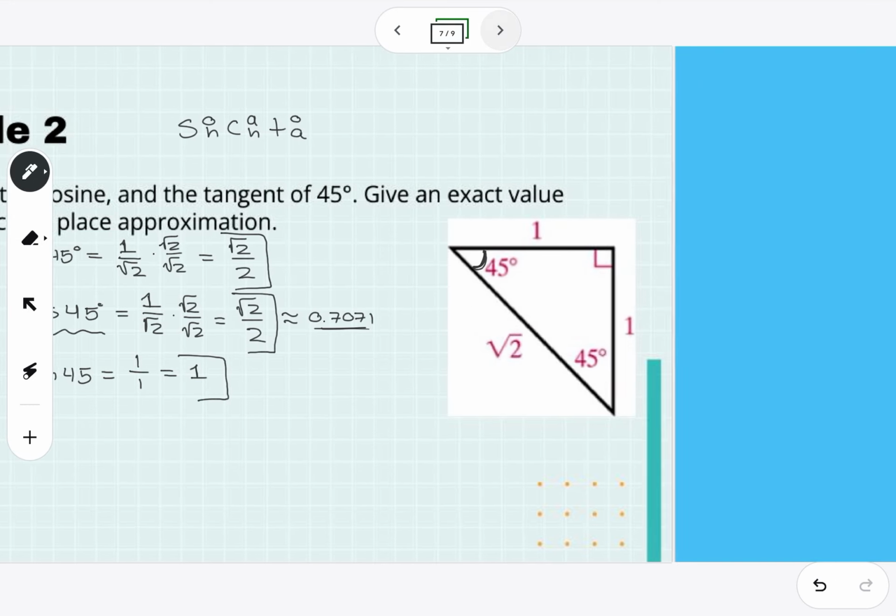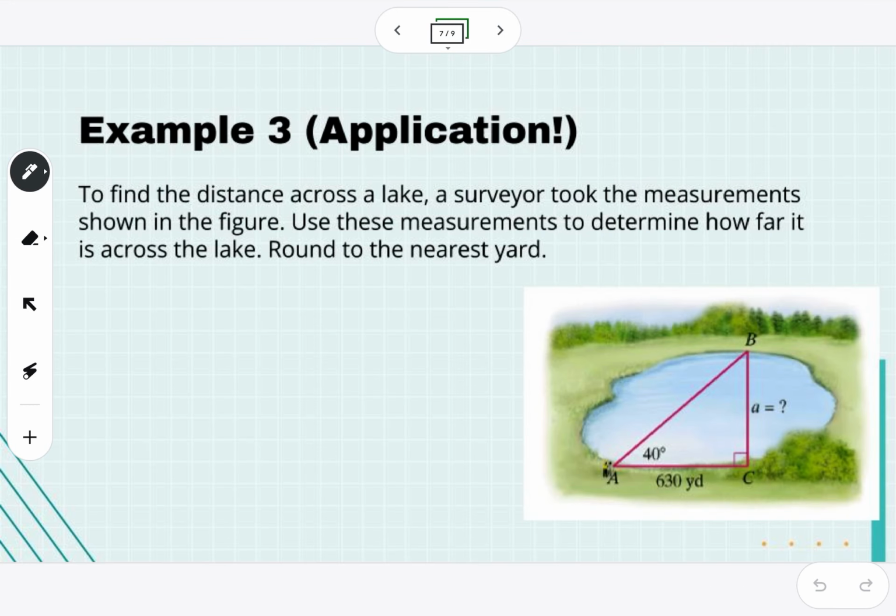All right, how could I apply this in the real world? Maybe I'm trying to find the distance across a lake, so a surveyor is going to take measurements shown in the figure. From this point A to this point here, C is 630 yards. They also know that B is directly across the lake from C, and they know this angle A is 40 degrees. Use these measurements to determine how far it is across the lake.